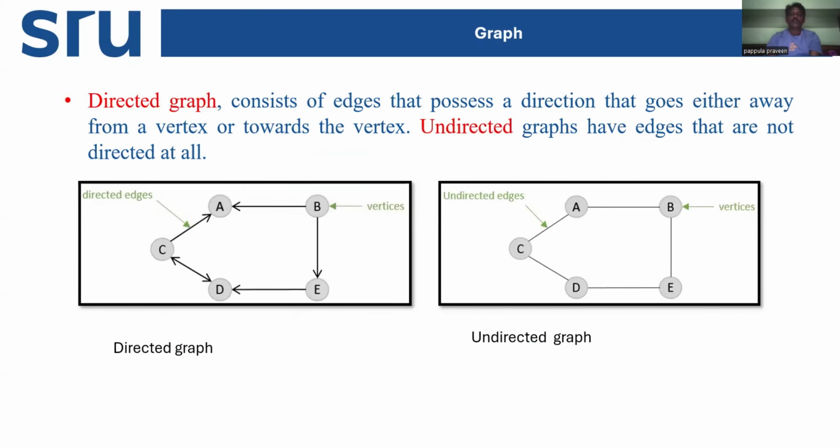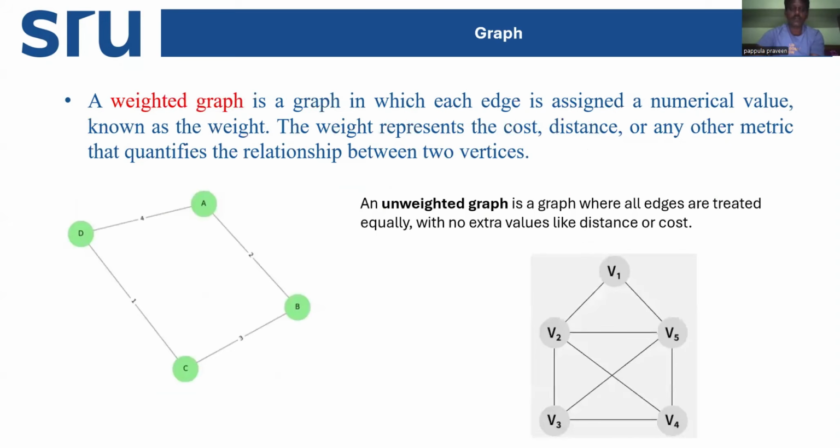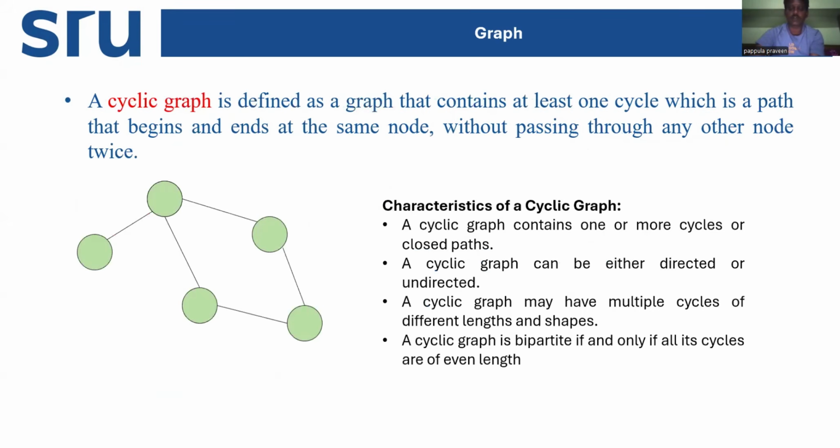Graphs can be categorized into two types: directed graph and undirected graph. In a directed graph, we have directions from one node to another node. In an undirected graph, there is no direction. In a weighted graph, we have weights between one vertex and another vertex. In an unweighted graph, there are no weights between vertices.